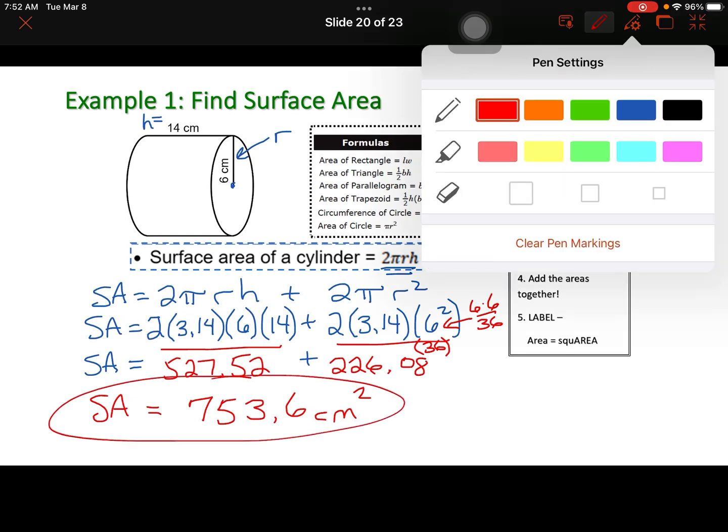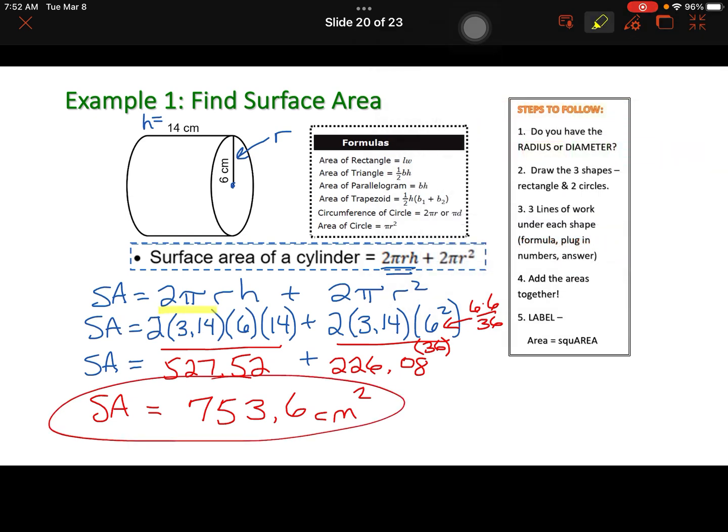All right, so once again, just so you guys are understanding, this part right here is circumference of a circle, and so that's our rectangle. It's the circumference of the circle times the height. That's the rectangle in the net, and this is our two circles. So you see pi r squared? Well, those are the two circles. So you're finding the rectangle and you're adding the two circles to it.